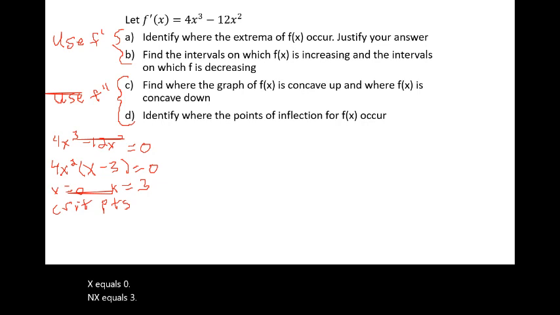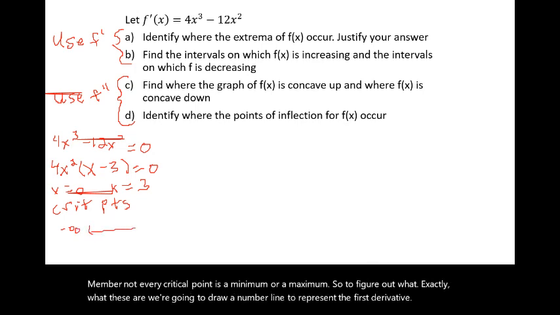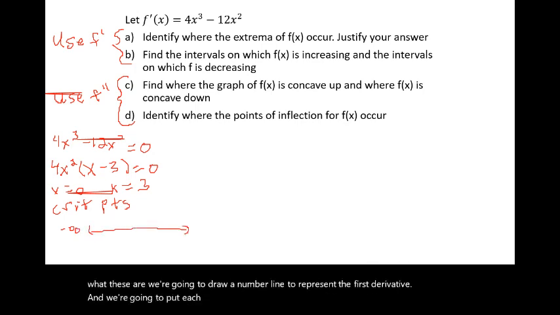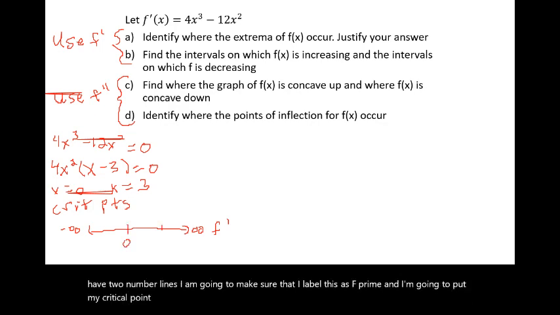Remember, not every critical point is a minimum or a maximum. So to figure out exactly what these are, we're going to draw a number line to represent the first derivative, and put each of our critical points on that number line. Because I'm going to have two number lines, I'm going to make sure I label this as f prime. And I'm going to put my critical points 0 and 3 on the number line.